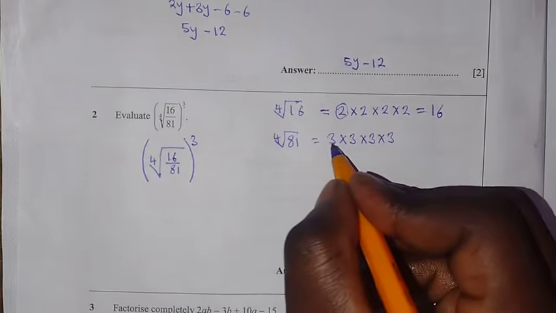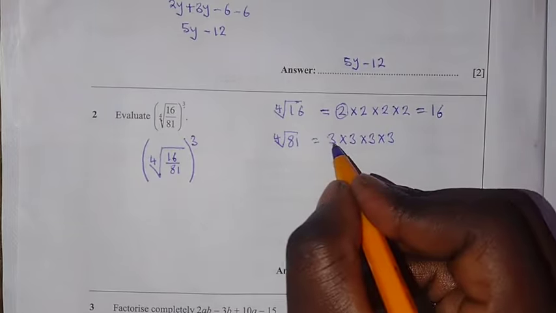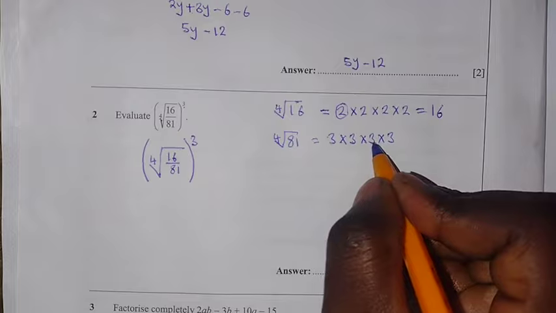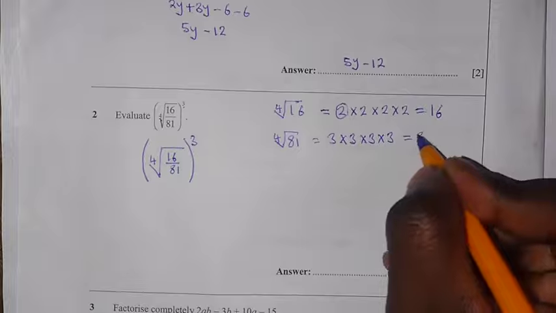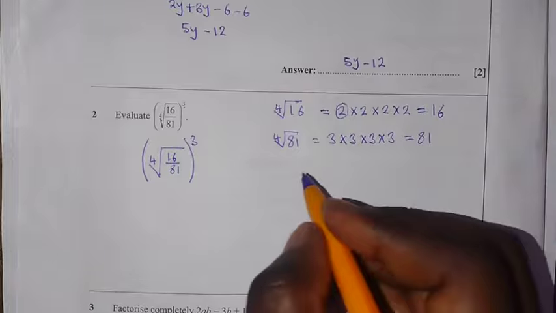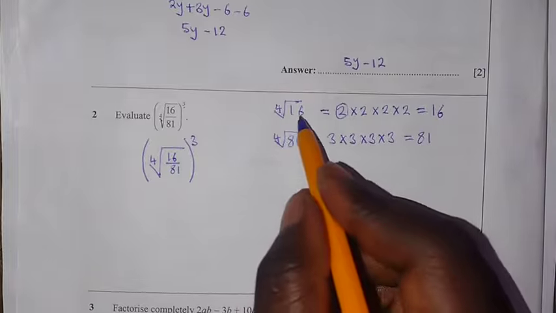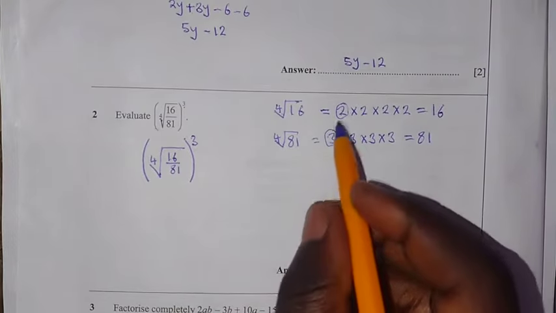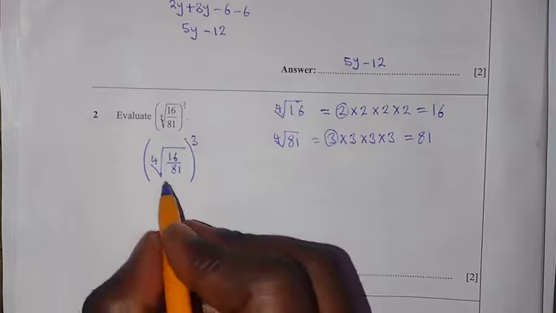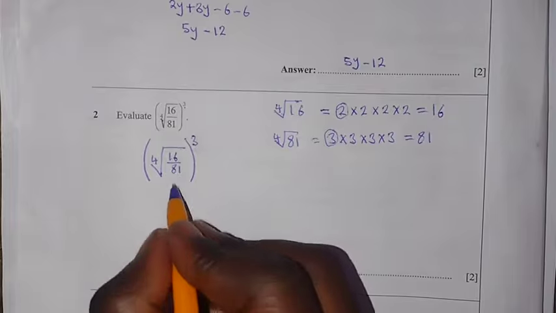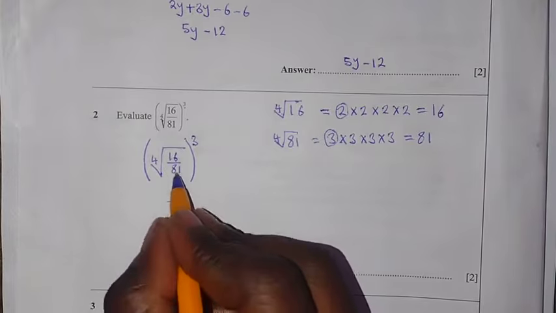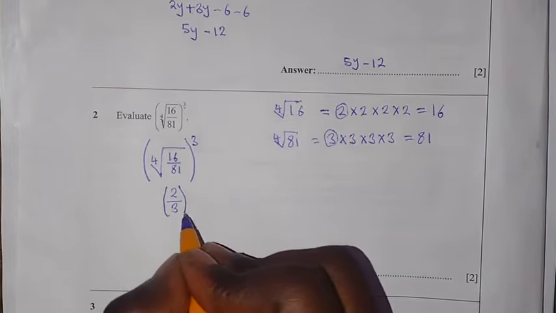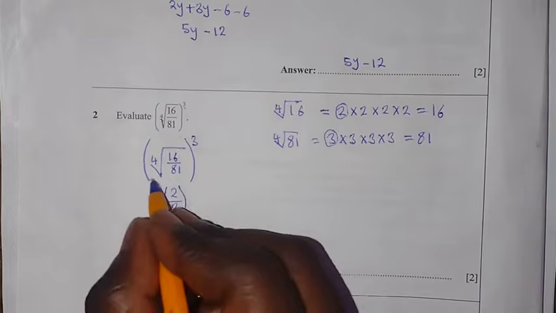When you multiply the factor 3 by itself 4 times, you get 81. 3 times 3 will give you 9. 9 times 3 will give you 27. 27 times 3 will give you 81. So you have seen that the fourth root of 16 is 2 and the fourth root of 81 is 3. These are the values you are going to pick. So fourth root of 16 is 2, and fourth root of 81 is a 3. Don't forget to enclose them in brackets because this was put in brackets.